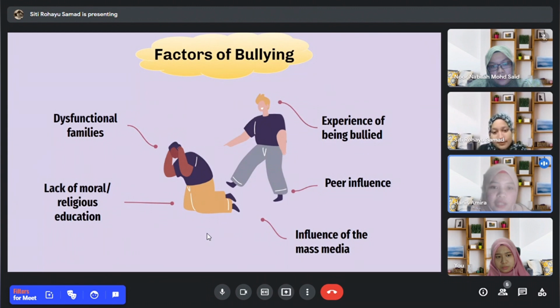Okay, so the last one is influence of the mass media. Mass media nowadays has been a negative influence or negative culture among the teenagers. For example, various genres of films or dramas imported from abroad or Western countries display elements of violence and cruelty, and they tend to follow what is displayed in films and dramas. Okay, next slide, please.